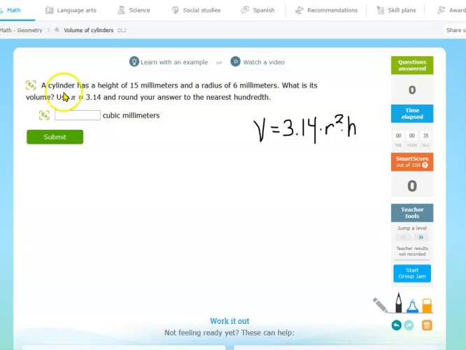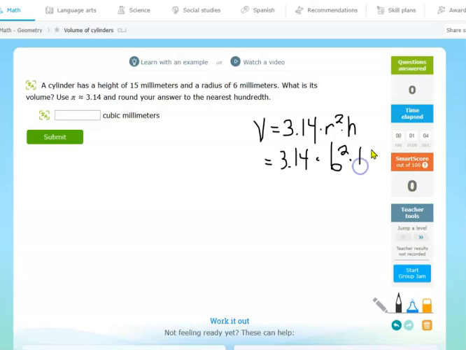Okay, let's read our new problem here. It says a cylinder has a height of 15 millimeters and a radius of 6 millimeters. What is its volume? Okay, so let's go ahead and fill this in. We've got 3.14 times the radius squared. Our radius is 6, so this is times 6 squared times the height, and our height is 15.